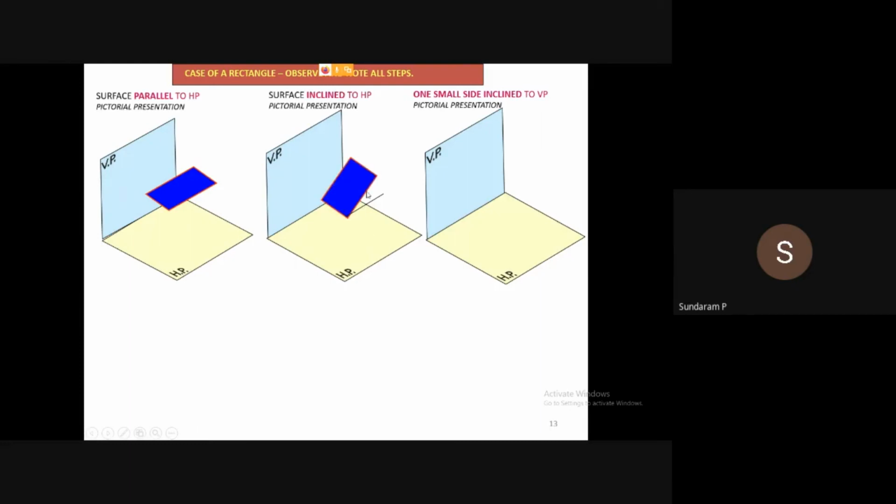Suppose inclined to the horizontal plane and parallel or perpendicular to your vertical plane. Another one, inclined to your vertical plane and parallel to the horizontal plane. Let me see one by one.